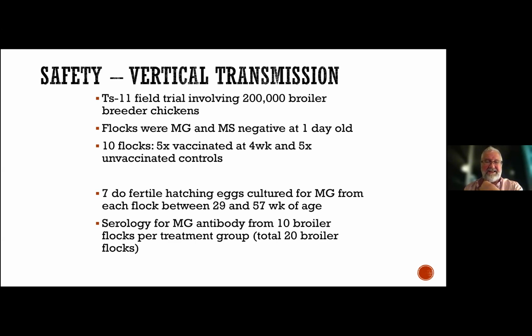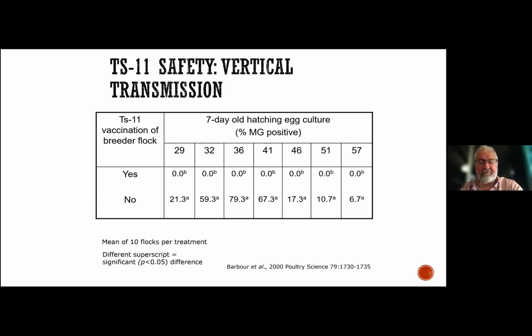And they did a very sensitive method of looking for MG, and what they did is they incubated hatching eggs for 7 days, and this allowed the MG to multiply in the hatching egg, and then they sampled them at different ages of the breeder flocks to see how much MG they could detect in there. And the second one, which is a really snazzy way of doing it, was that they looked at the serological response in broiler flocks from these vaccinated flocks.